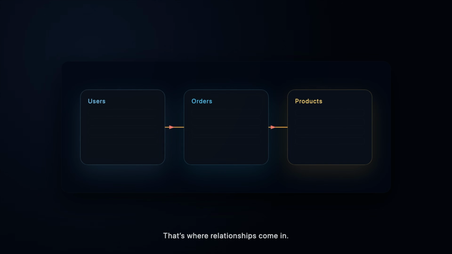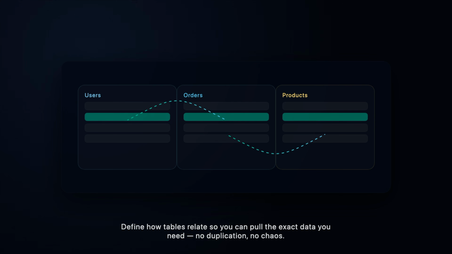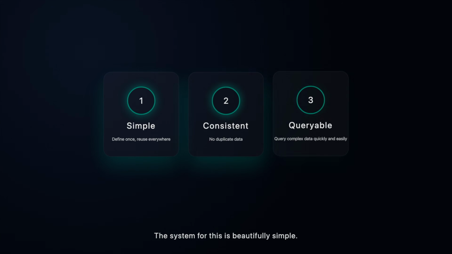Tables keep your data organized, but apps often need answers that span multiple tables. That's where relationships come in. Define how tables relate so you can pull the exact data you need. No duplication, no chaos. The system for this is beautifully simple.